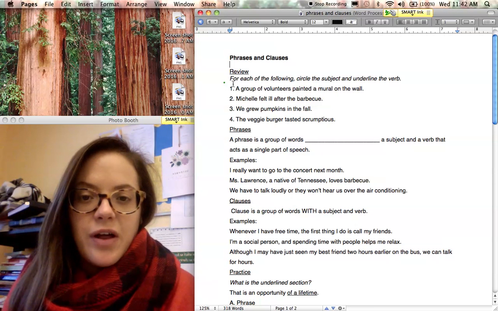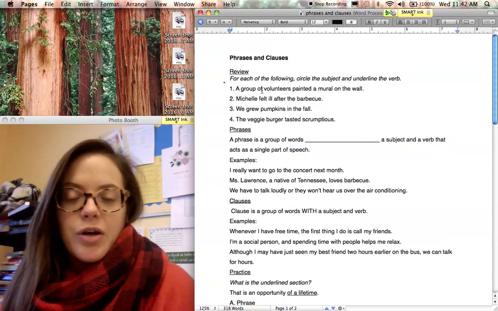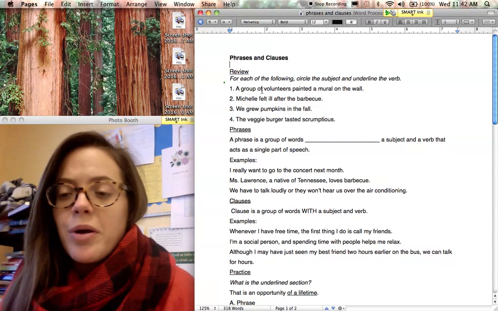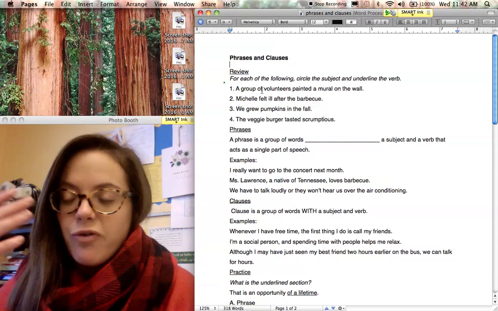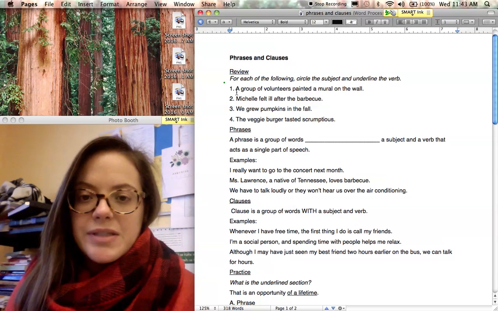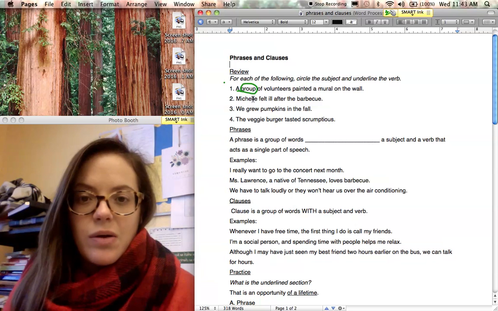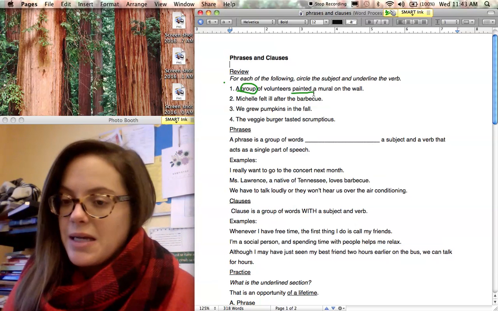Alright, for each of the following, circle the subject and underline the verb. Number 1, a group of volunteers painted a mural on the wall. Okay, so remember, your subject is who or what the sentence is about and who or what is performing the action in the sentence. Okay, so looking here, it looks like my subject is going to be the group. Okay, and then I want to know what they're doing. That's my verb. That's going to be painted.